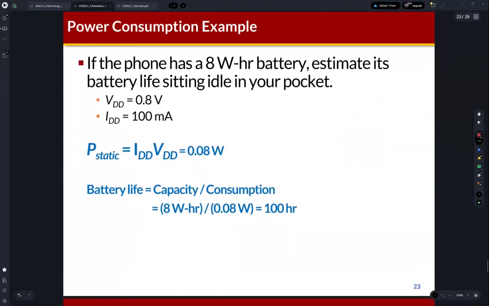And then another example. In the idle state, no applications are running, but the phone has an 8 watt-hour battery. No applications are running, but because of the static power consumption, power is consumed in this mobile phone. So this is the number. Then we can calculate the static power consumption of this phone, and we can estimate the battery life of this phone.